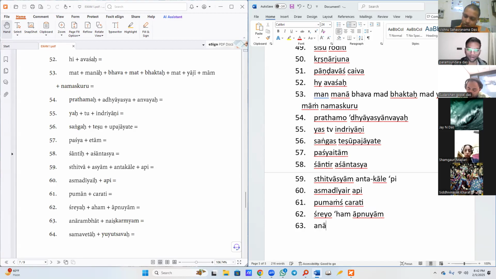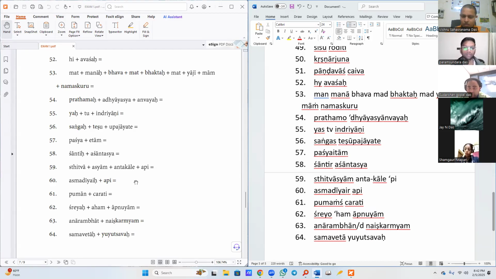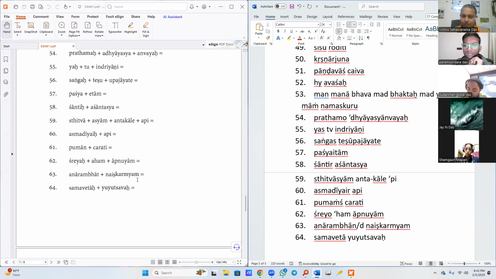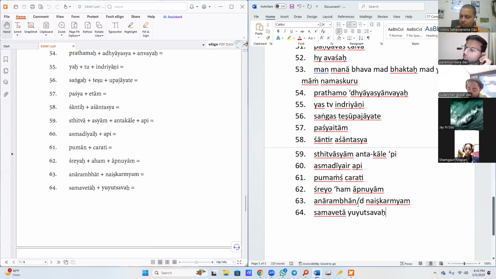63rd, anaram bhan. One time ta becomes na, and another time it becomes the. Naishkarmyam. Naishkarmyam. Samaveta yuyutsavah. Samaveta yuyutsavah. Prabhu, in 63, 81 or 84 sutra. This is Vishnu Daso, 60, yeah, 61 and 62. Vishnu Daso, Vishnu Dante Harigoshi Harigada, Harivenu, Harivenurva.